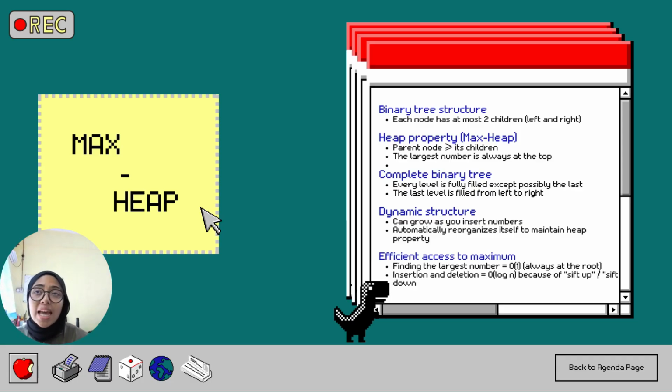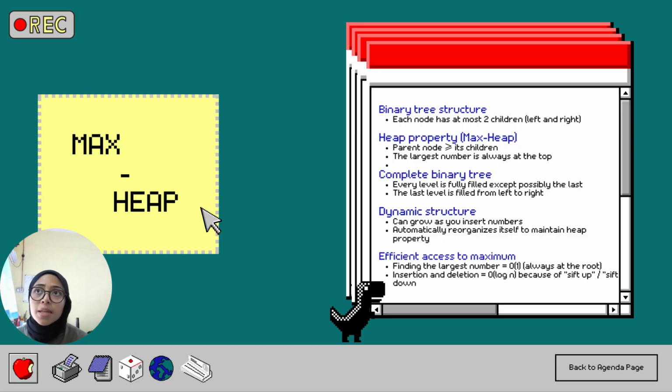Heap can also be said to be a dynamic structure. Why do I say so? It is because when we insert data or an element, it will reorganize itself using shift up or shift down to maintain the heap property, which means that in order to keep the larger value always on top, there will be movement in terms of shifting upward or downward.